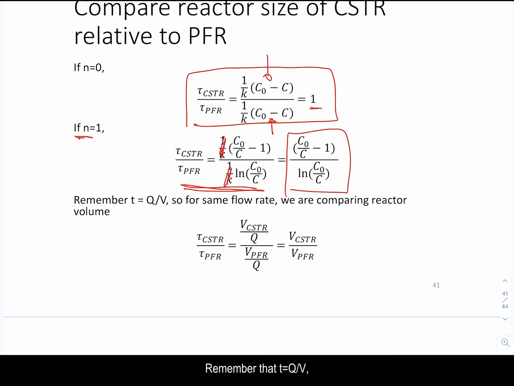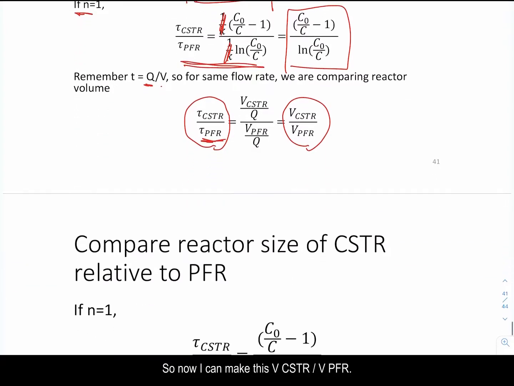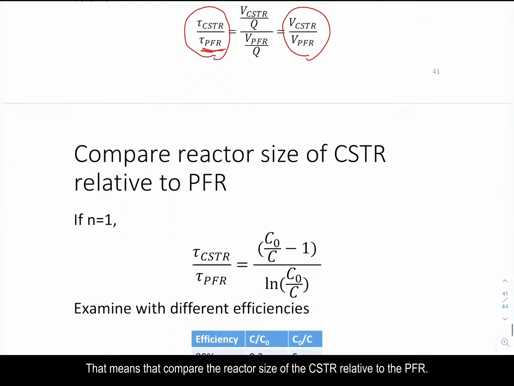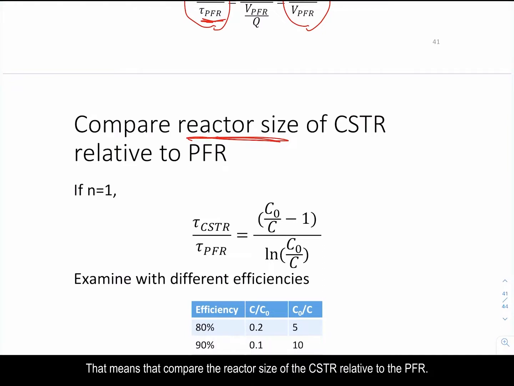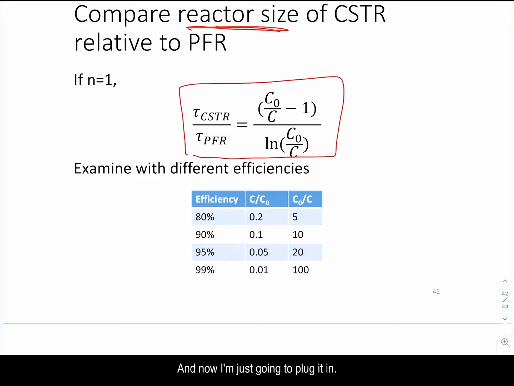Okay, and remember that tau equals V over Q. So for the same flow rate, if we design for the same flow rate of the water that we want to treat, then basically the tau of CSTR over tau of PFR, that ratio, is the same as the volume of the reactor of the CSTR over the volume of the PFR, right? So now I can also write this as V of CSTR over V of PFR. Okay. And that means we compare the reactor size of the CSTR relative to the PFR. So if it's n equals 1, then we are still using this information. Okay. And now I'm just going to plug in a bunch of different things.